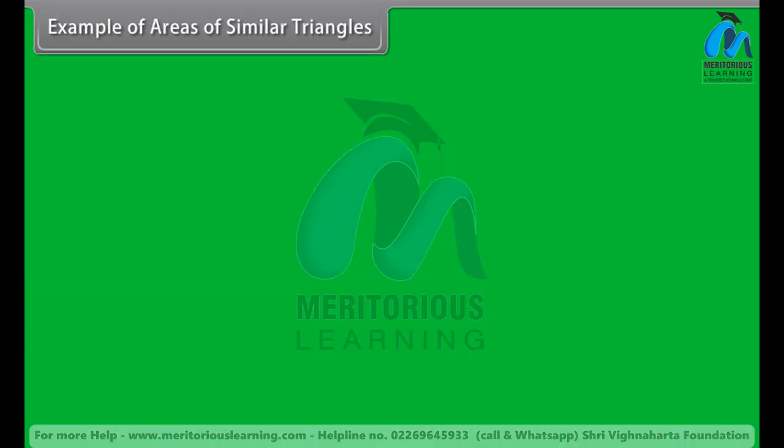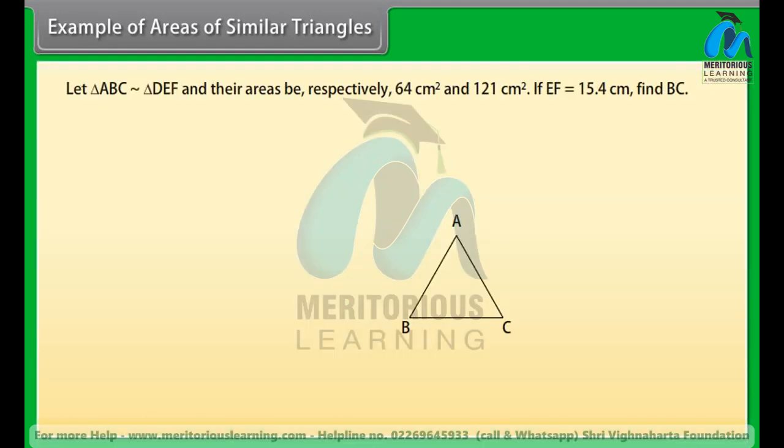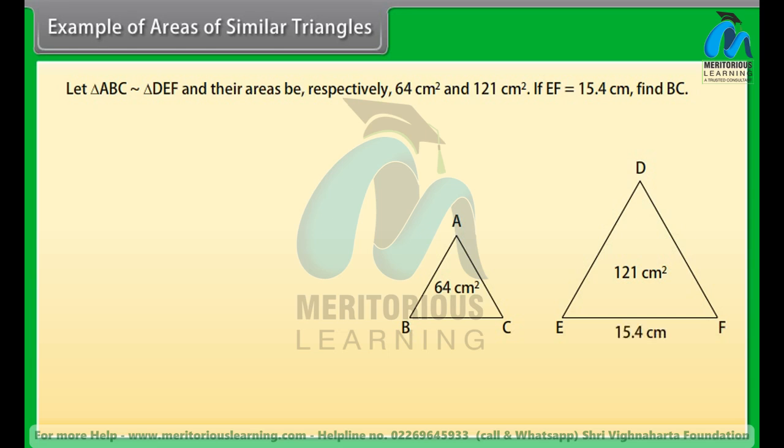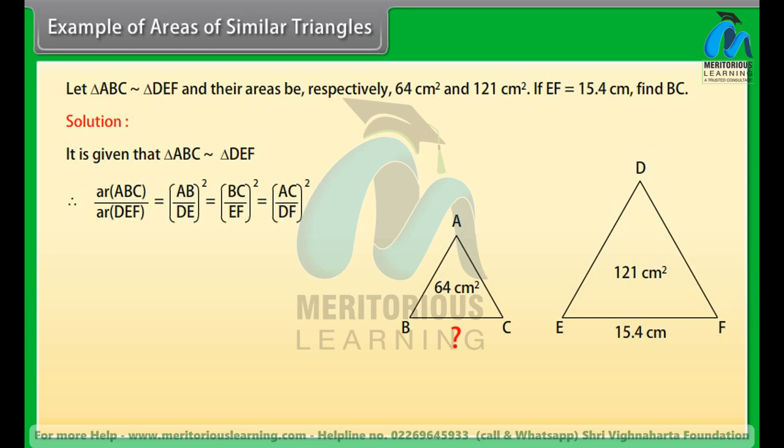Example of areas of similar triangles. Let triangle ABC be similar to triangle DEF and their areas be respectively 64 cm square and 121 cm square. If EF is 15.4 cm, find BC. Solution. It is given that triangle ABC is similar to triangle DEF. Therefore, area of triangle ABC upon area of triangle DEF equals AB upon DE whole square equals BC upon EF whole square equals AC upon DF whole square.